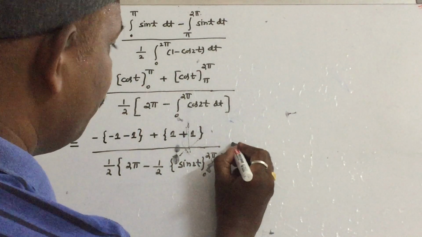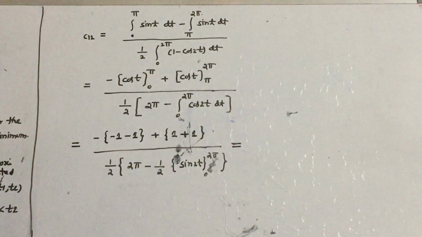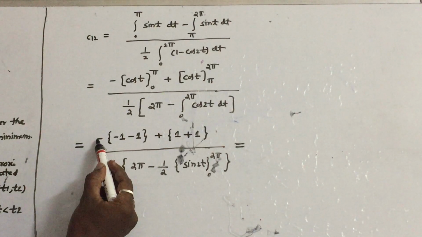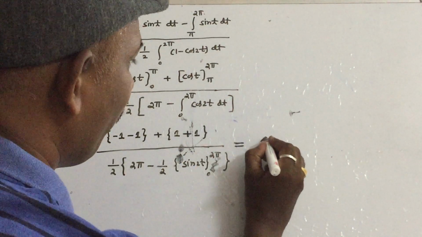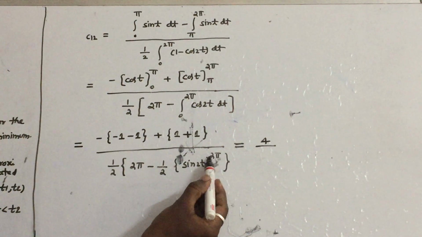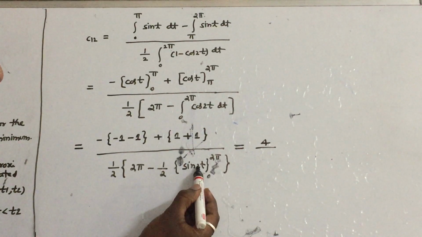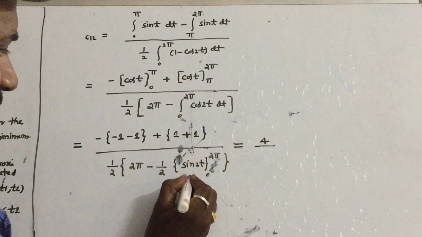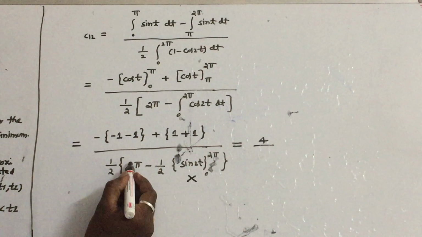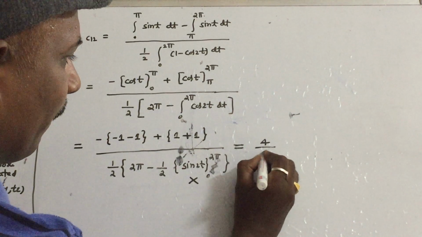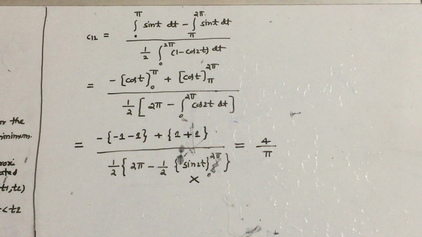So you can see that minus 2 into minus plus 2 will become 4. If you substitute 2 pi, sin 4 pi is 0, and sin 0 is 0. So this factor will come out as 0. The 2 gets cancelled out, leaving pi. So C12 is equal to 4 by pi.